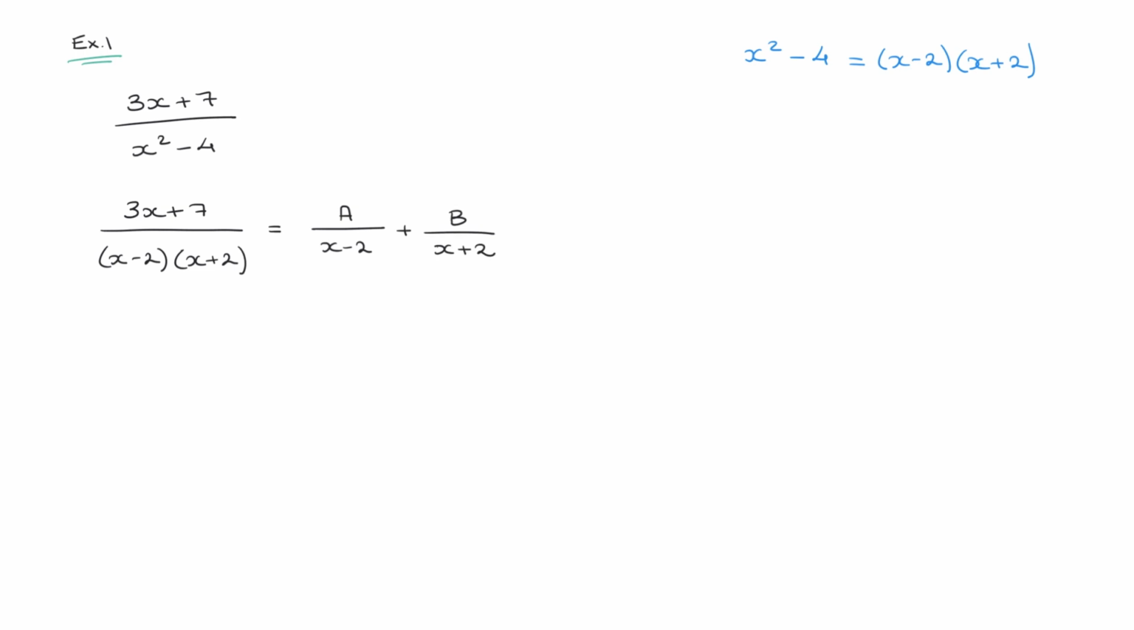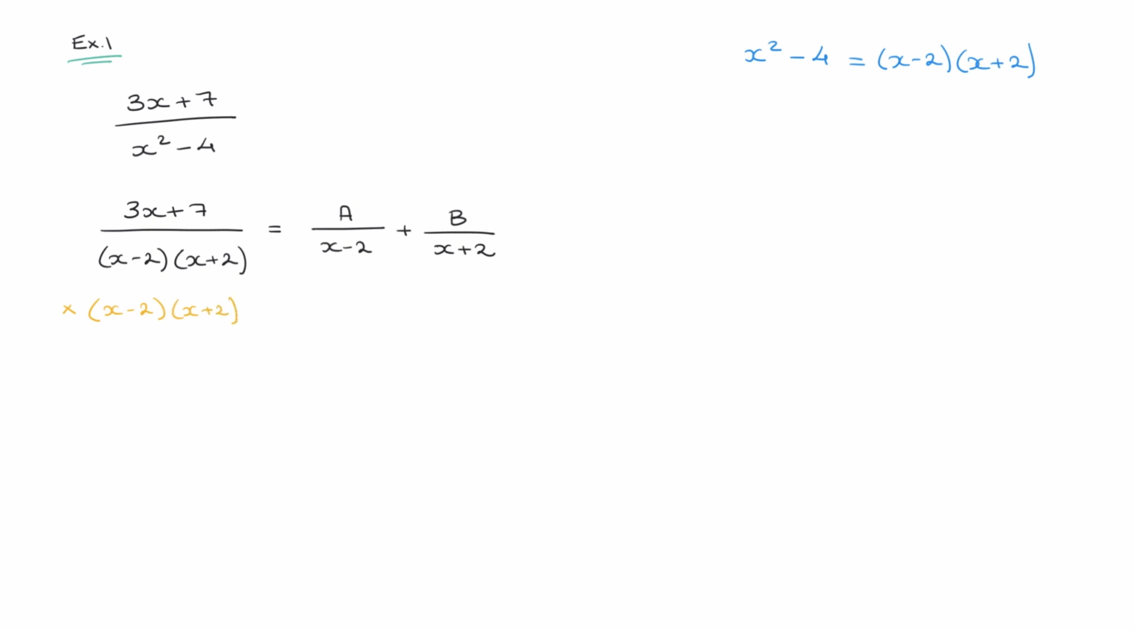And so the whole idea now is that we need to figure out what the numbers a and b are. And there are a couple of ways of doing this, but I'll show you the way that I think is the most efficient. Here it is. I'll go ahead and multiply the entire equation, so the left-hand side and the right-hand side, by the product x minus 2 times x plus 2. And so perhaps I'll write that. I'll multiply the whole thing by x minus 2 times x plus 2.